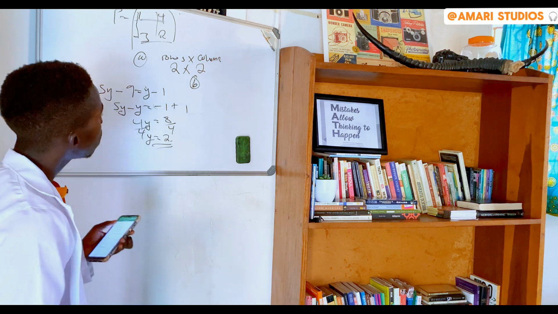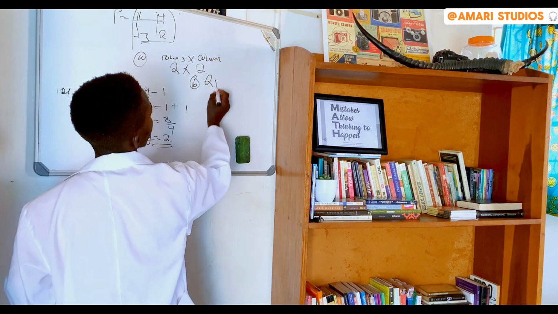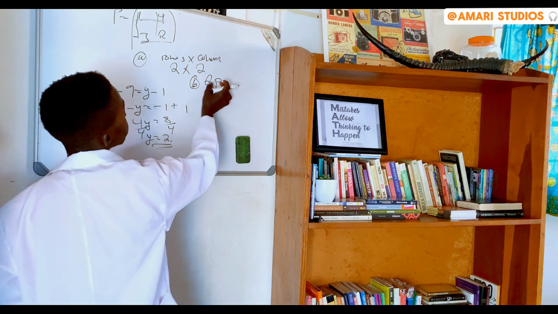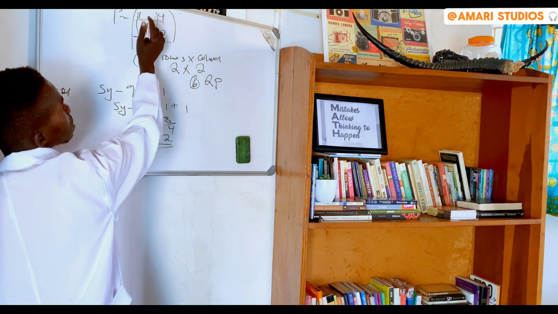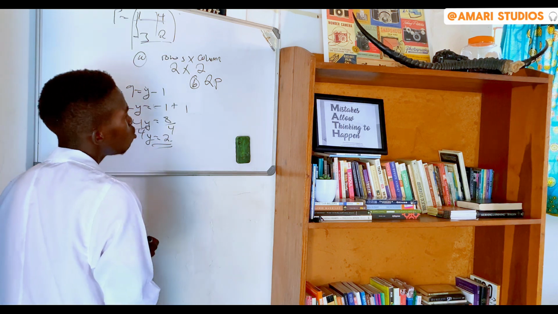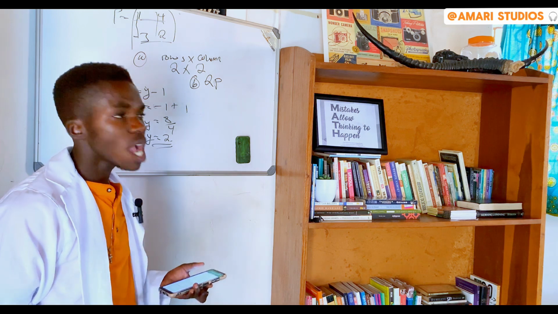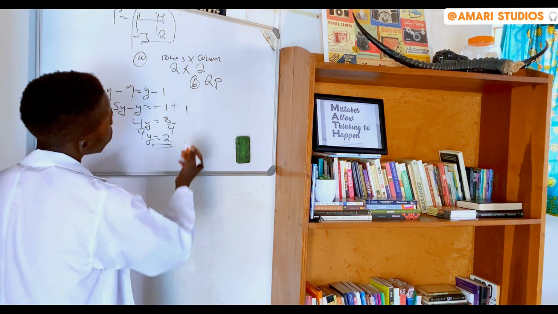Question B says, find 2P. Remember that P is representing a matrix, which is in this case 1, 4, -3, and 2. Then 2 is representing a scalar number. So now, what we are going to do is this, right?